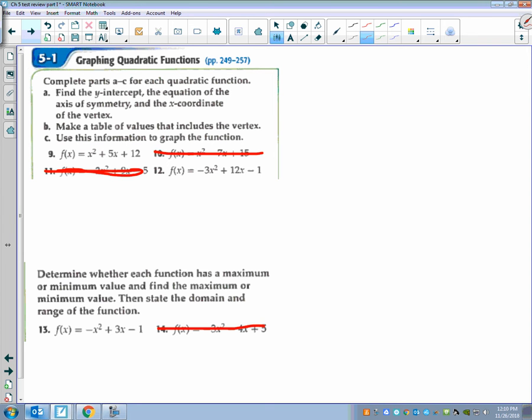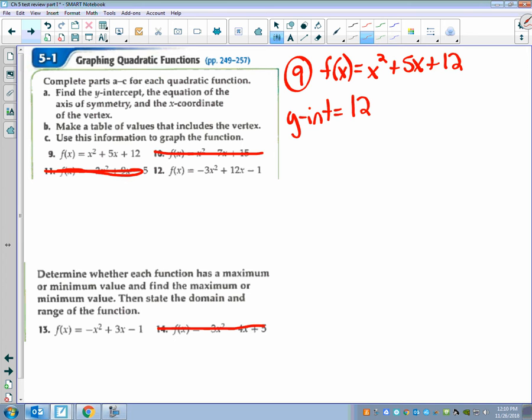It says complete parts A through C: find the y-intercept, the equation of the axis of symmetry, and the x-coordinate of the vertex. Make a table of values and use this information to graph the function. So number 9 is f of x equals x squared plus 5x plus 12. The first thing that I'm going to do is find the y-intercept, because remember the y-intercept is where it crosses the y-axis, and it's when x is 0. So if x is 0, the y-intercept is always just c.